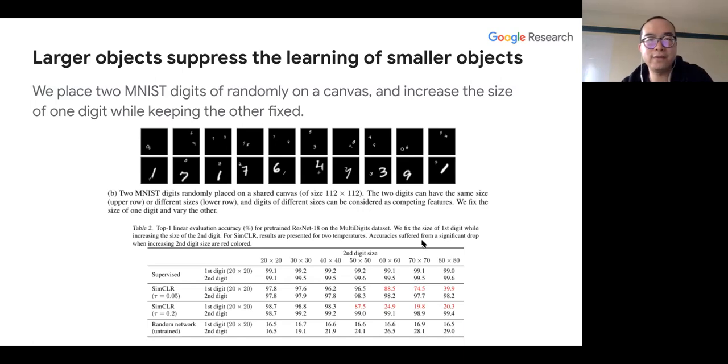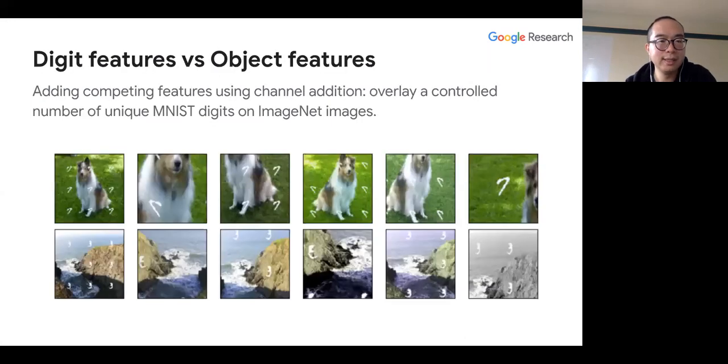It shows that if you have larger objects, they can suppress the learning of the smaller objects, which is quite interesting even for such simple data sets. So the other data set we test on is like this. We overlay these MNIST digits on ImageNet images, and then we can control how many unique MNIST digits to use when we overlay them on the ImageNet images.